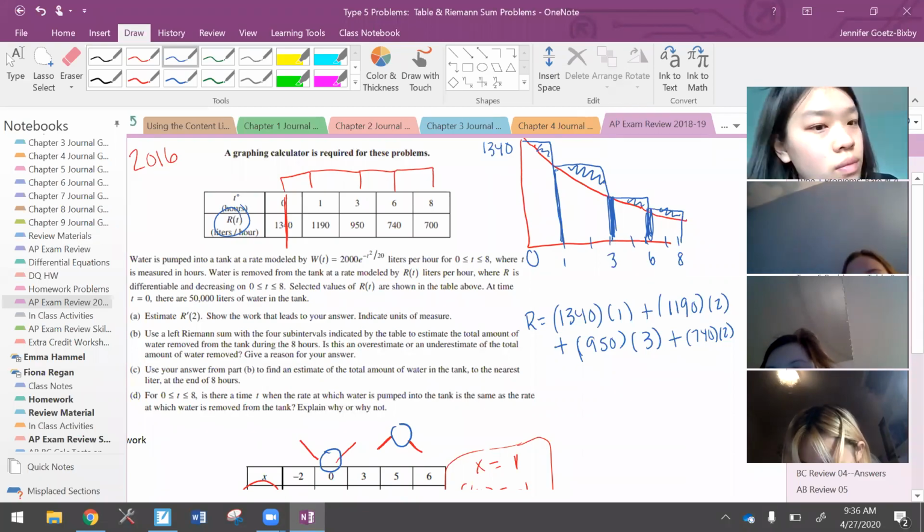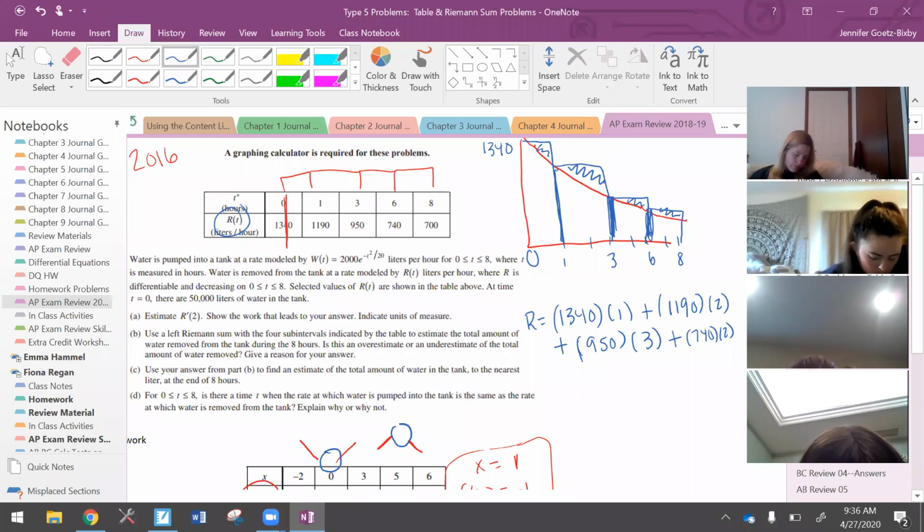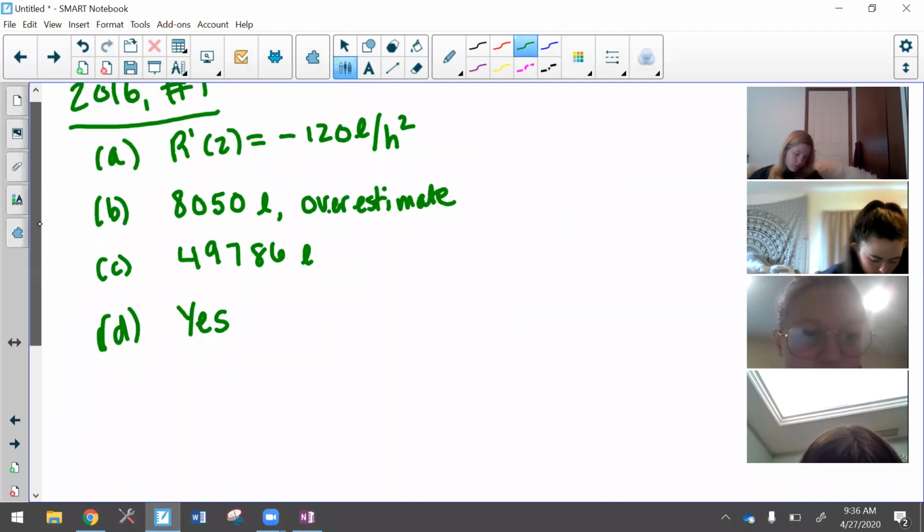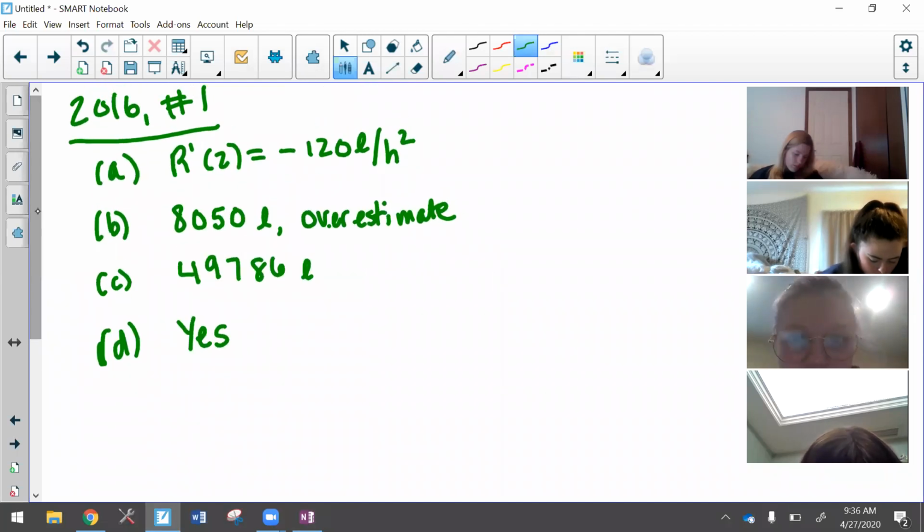All right. Okay, so somebody wanted to do part D, right? Okay, first, really quickly, for part C, what did you get when you did the integral of W of t?